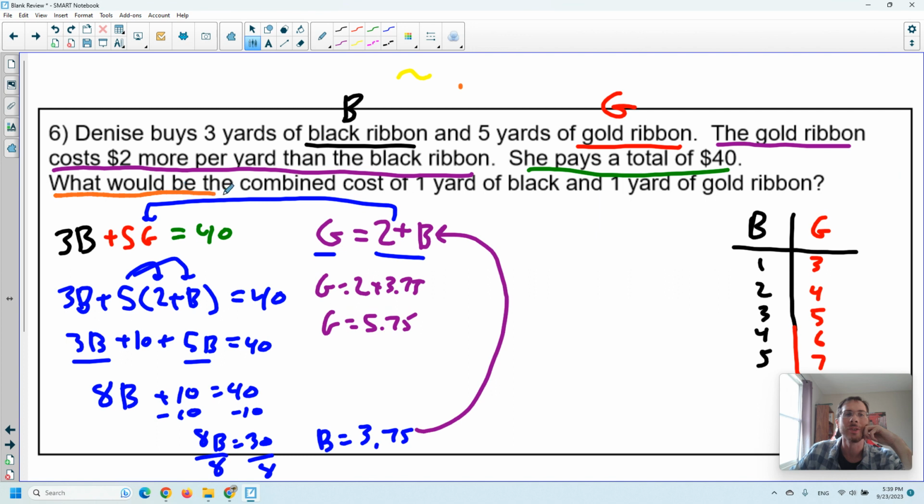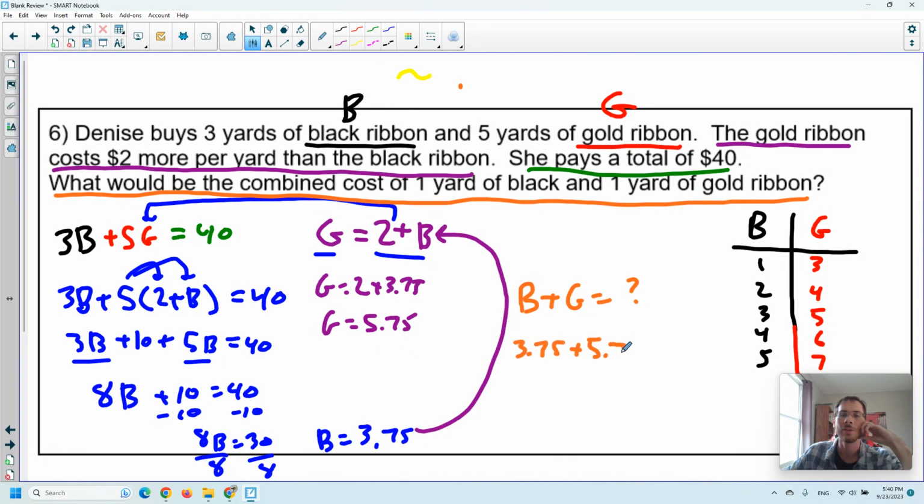I got to actually answer the question. What would be the combined cost of 1 yard of black and 1 yard of gold? So I know that 1 gold and 1 black are 375 plus 575. So if I add those up, 375 and 575 is $9.50.